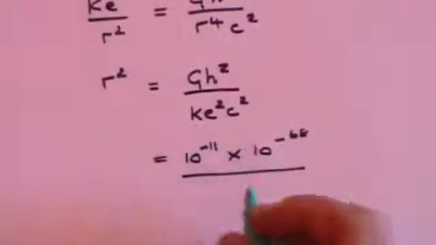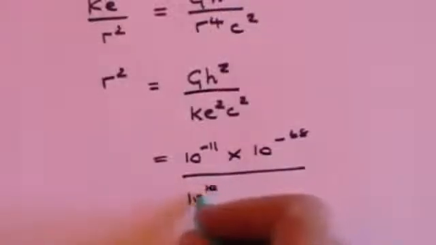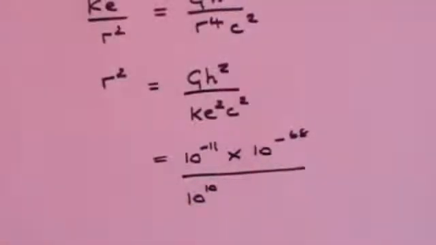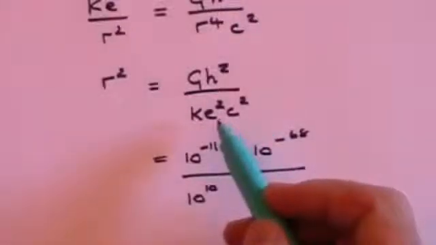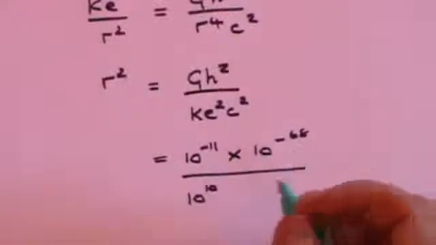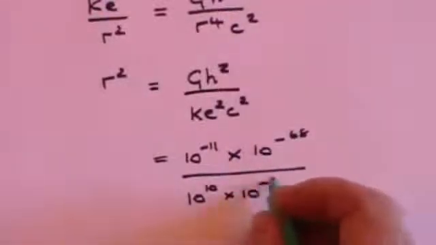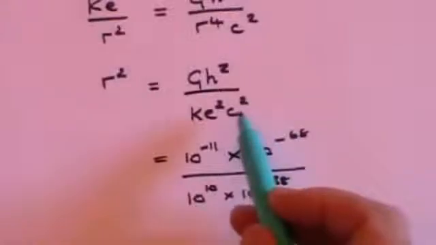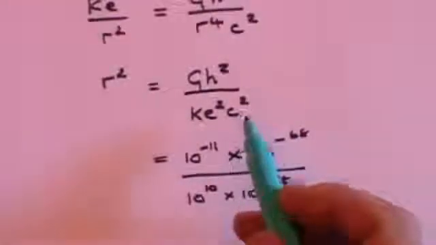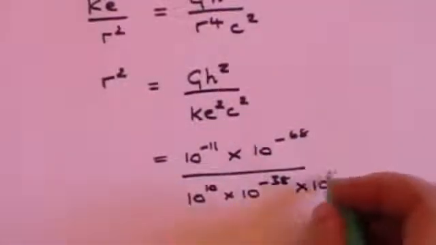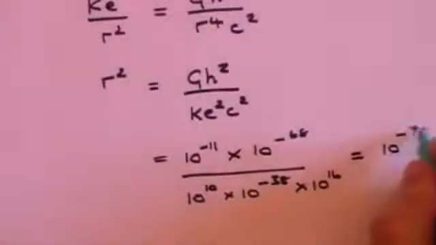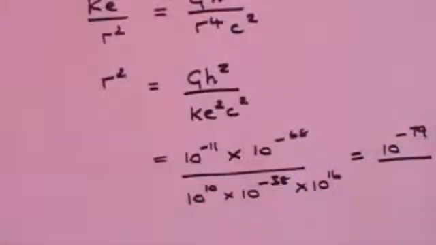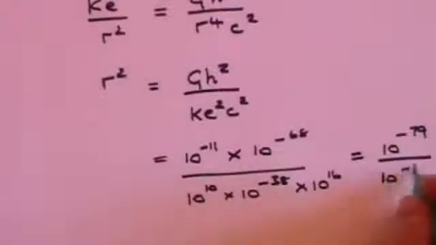K, I can tell you, is actually 10 to the 10. That is 1 over 4 pi epsilon naught. E squared, well, that's the charge on the electron squared. That's 1.6 times 10 to the minus 19. We'll call that 10 to the minus 38. C squared is, of course, the speed of light squared. Well, that's 3 times 10 to the 8. We'll call that 10 to the 16. You can do this more precisely if you want. So on the top, we've got 10 to the minus 79. And on the bottom, we've got 10 to the minus 12.